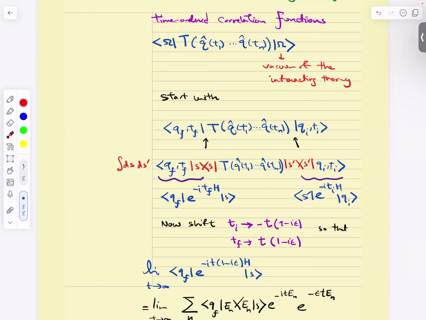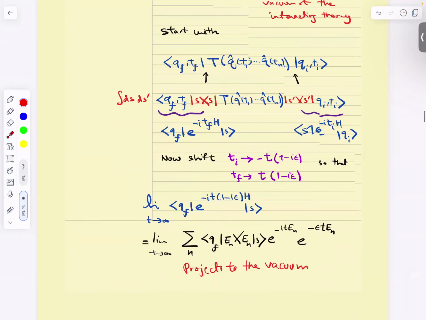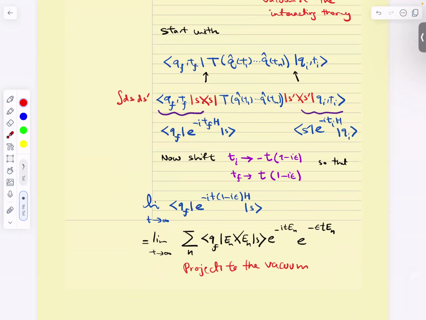Now, this is e to the power of minus iHT, similarly. Now, I'm going to take T to T times 1 minus i epsilon. This i epsilon is the same i epsilon that we needed to use to tame the Fourier transform in time. It's the same one. And then take the limit of t going to infinity. What this does is, well, let me write it on the board.